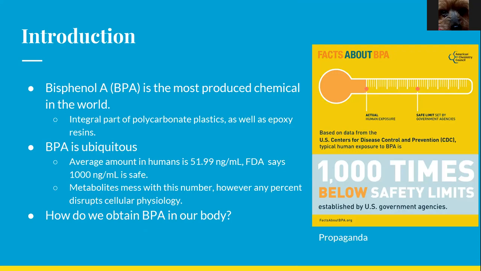So bisphenol A, also usually known as BPA, is one of the most mass-produced chemicals in the world. We find it in polycarbonate plastics, and you also find it in epoxy resins. And like I said, it's the most produced chemical. It's also extremely ubiquitous. The average amount in humans is about 51.99 nanograms per milliliter. And the FDA says that around 1,000 nanograms per milliliter is the safe limit.